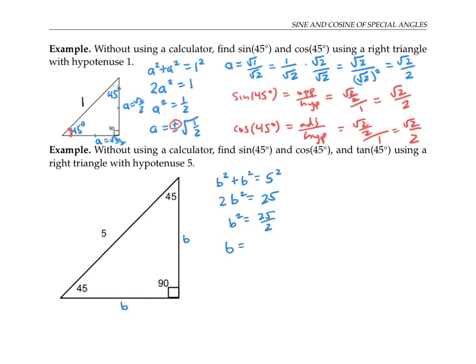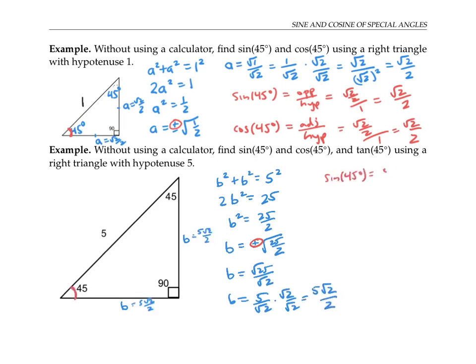b is going to be plus or minus the square root of 25 over 2. Again, I can just use the positive version. And so b is the square root of 25 over the square root of 2, which is 5 over the square root of 2. Rationalizing the denominator, I get 5 root 2 over 2. Now, sine of my 45-degree angle is opposite over hypotenuse, which is 5 square root of 2 over 2 divided by 5. That simplifies to the square root of 2 over 2 as before.